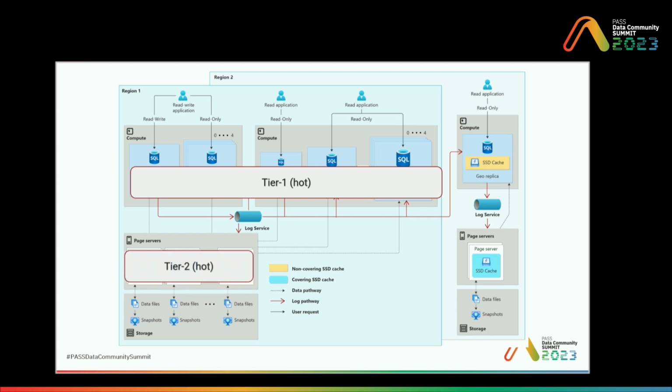You have your hot memory on the compute. You have your hot memory on the page servers. You have a permanent memory on the actual durable storage. Now, let me tell you why we really want this.